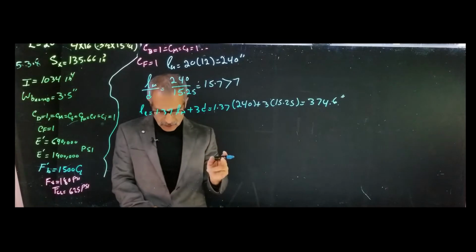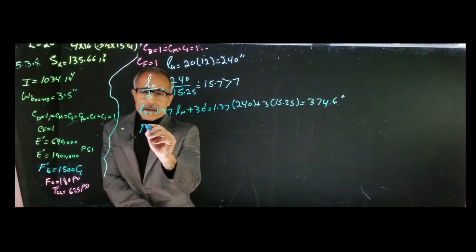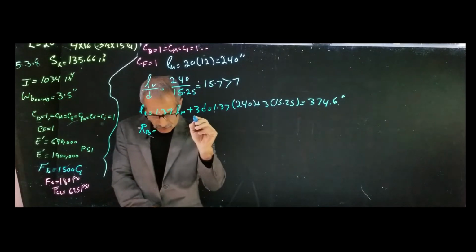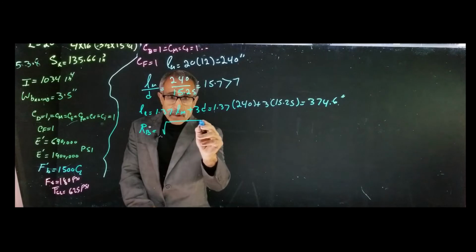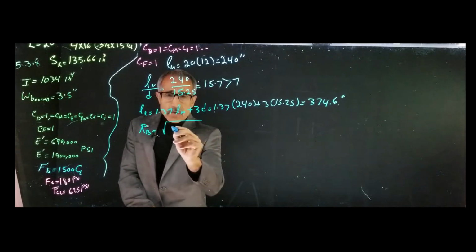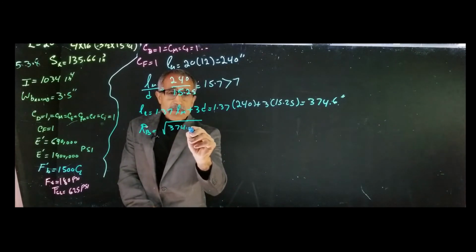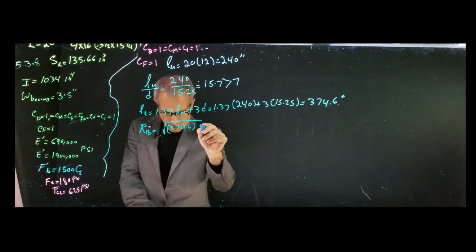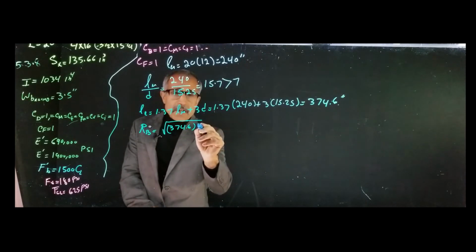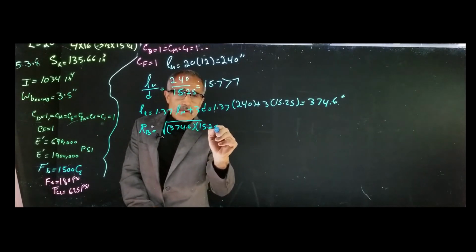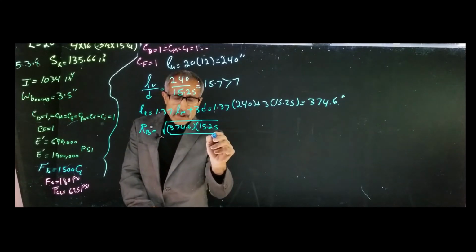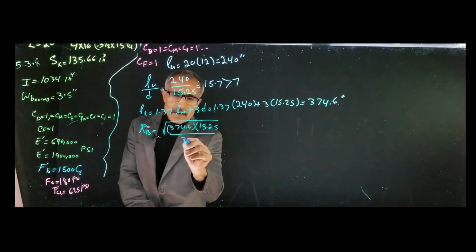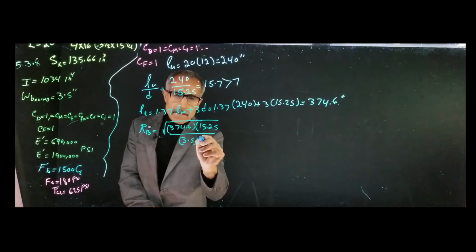Now that we have that, let's find the slenderness ratio R_B. Take a look at what's in the NDS. Our R_B, the slenderness ratio, comes out to the square root of L_e times d divided by b squared. You see the formula; I'm not going to write it down because I need board space. So it's 374.6 multiplied by 15.25, and divide the whole thing by b squared, where b is 4 inches, or the actual size 3.5, squared.